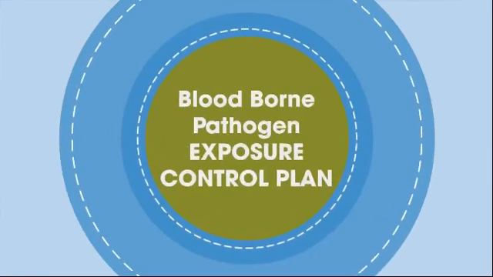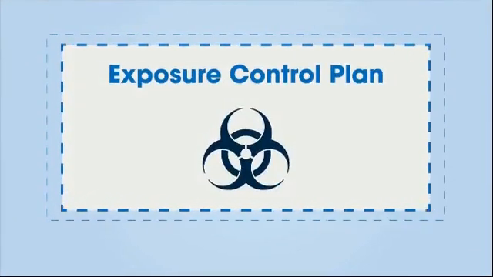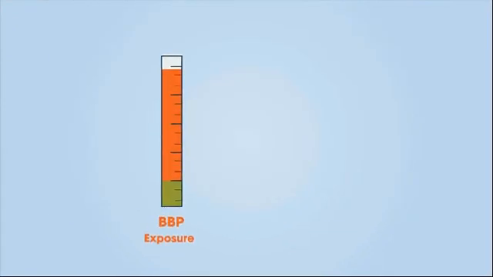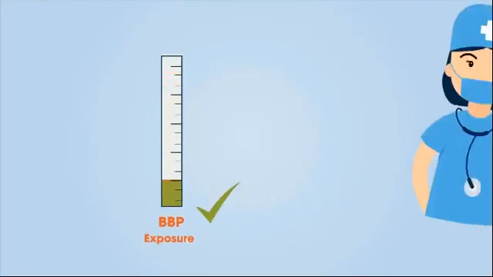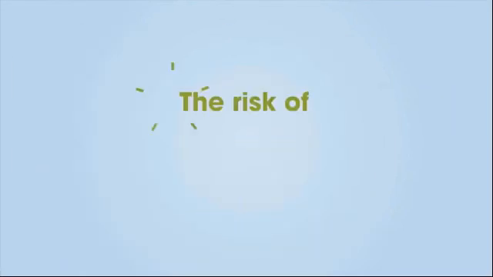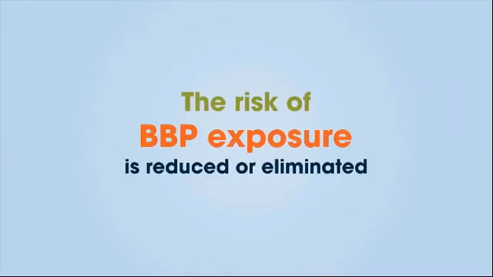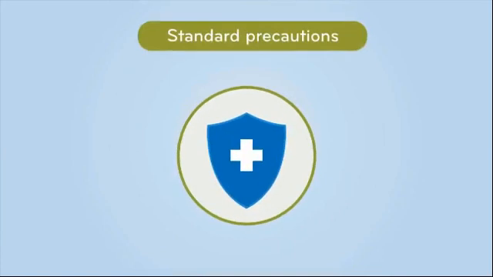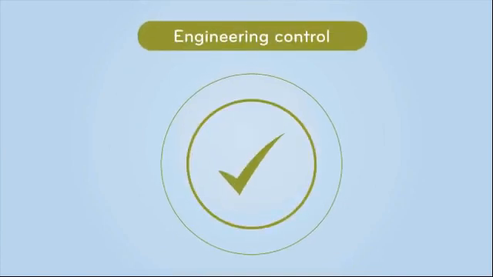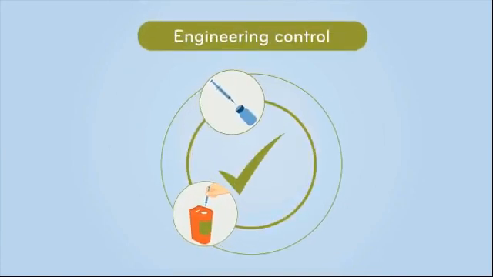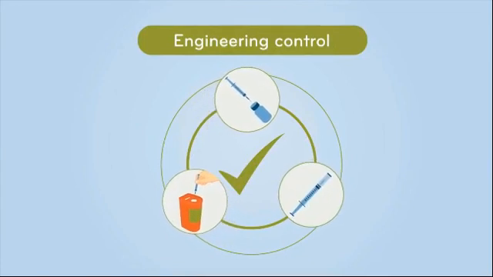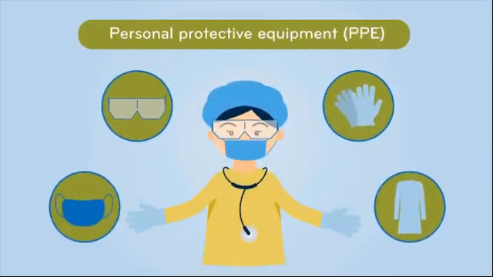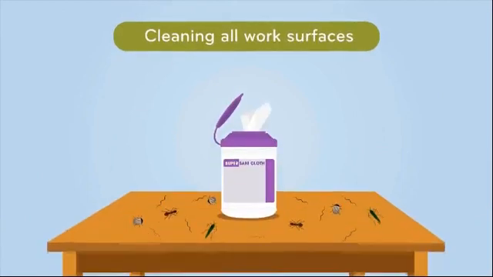Bloodborne pathogen, BBP, exposure control plan. The purpose of the bloodborne pathogen exposure control plan is to reduce or eliminate occupational exposures to clinical staff. The risk of this exposure is reduced or eliminated by using standard precautions, engineering controls such as sharps units, needleless systems, and self-sheathing needles, personal protective equipment, cleaning all work surfaces after contamination or potential contamination using an appropriate disinfectant.